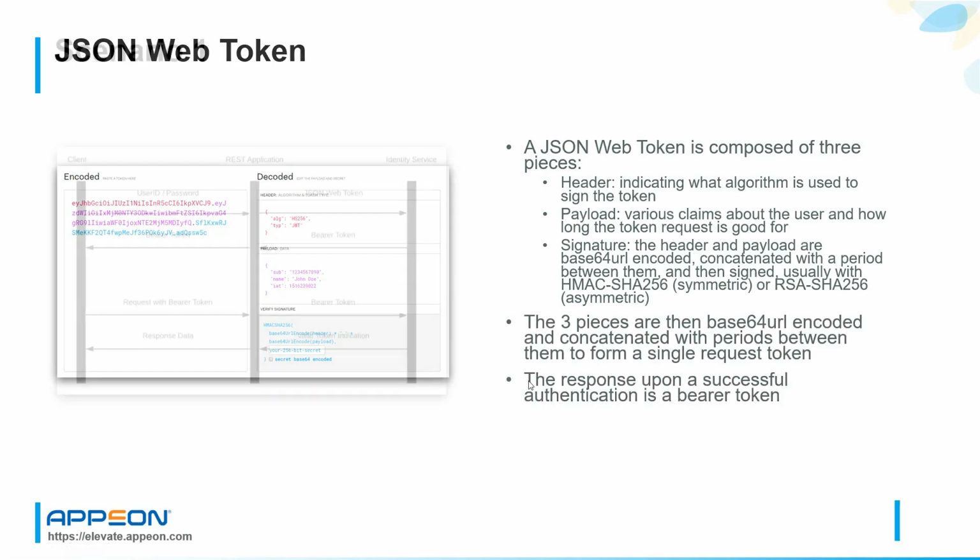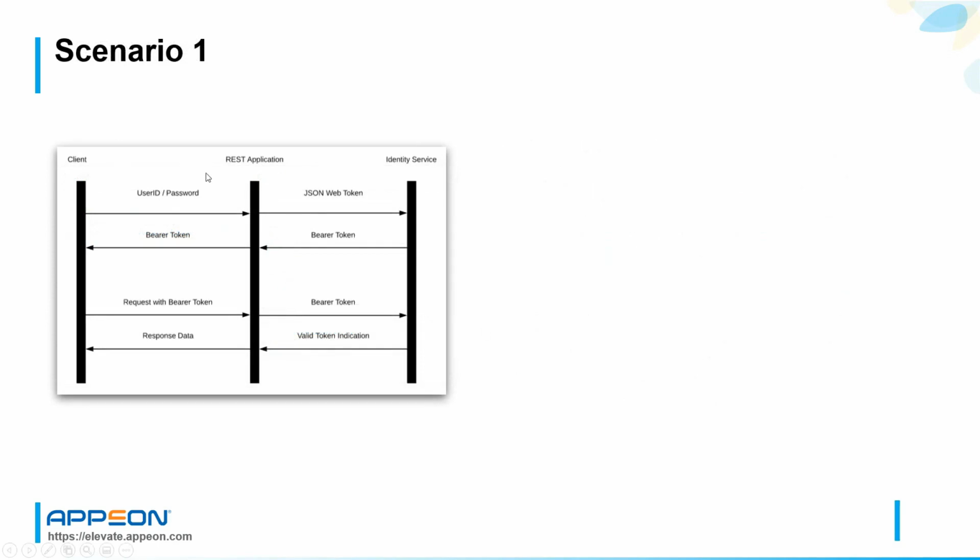Okay, so in practice, there's actually a few different scenarios about how these JSON Web Tokens are used. This first scenario is you take a user ID password and you pass it up to the REST application. The REST application creates a JSON Web Token request and passes it off to the identity service. The identity service generates a bearer token, which is then returned to the client.